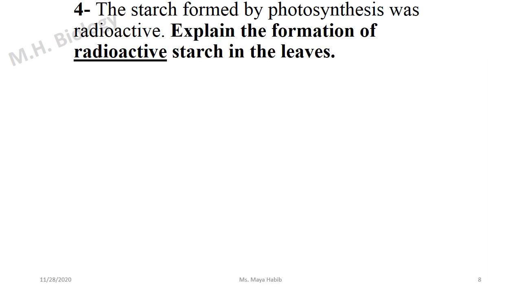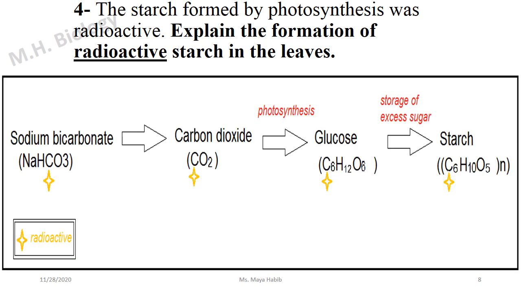The fourth question: the starch formed by photosynthesis was radioactive. We have to explain the formation of radioactive starch in the leaves. Note that radioactivity is used in this experiment for visualizing the location of biomolecules, which are labeled with a radioactive element. Let us track down the carbon element, and see its fate during photosynthesis. The sodium bicarbonate molecules contain radioactive carbon. So, the carbon dioxide released from this chemical will also have radioactive carbon.